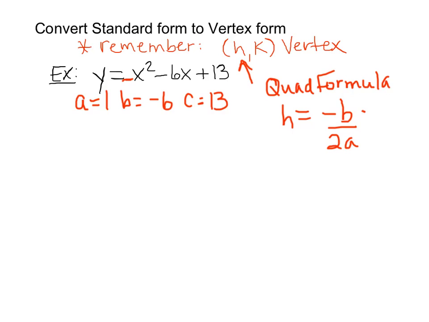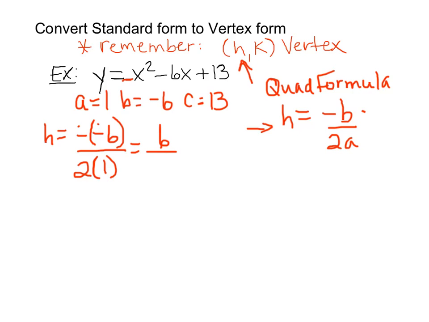Okay, so let's go ahead and plug into this equation right here. So we're going to have h equals the opposite of b, so I'm going to put the opposite of my b, which is -6, over 2 times a, which is 1. Now let's go ahead and simplify that. The opposite of -6 is a +6, and that's over 2. So you can see that my h value is 3, because 6 divided by 2 is 3.